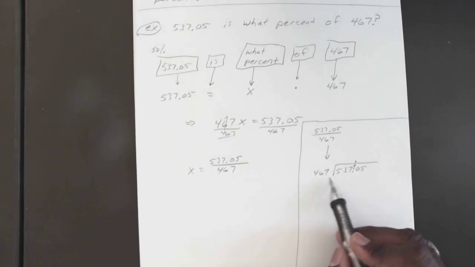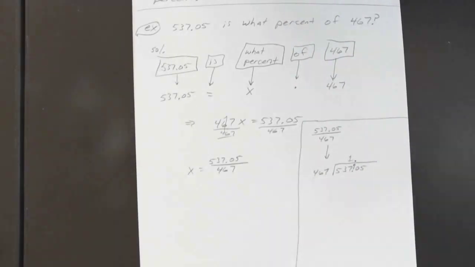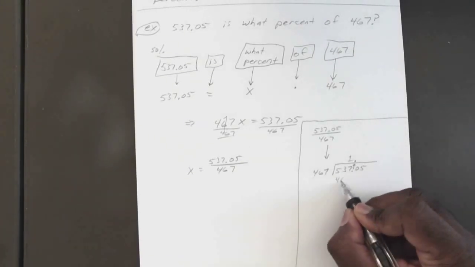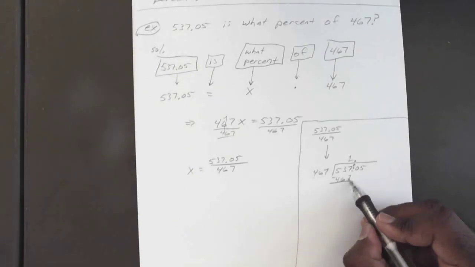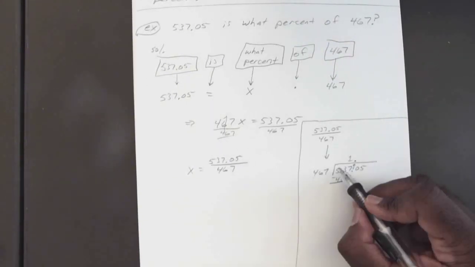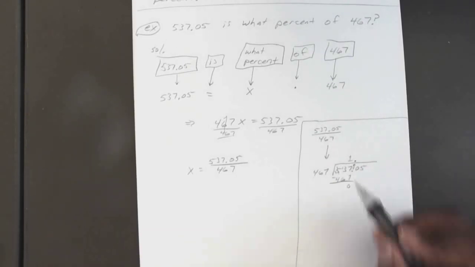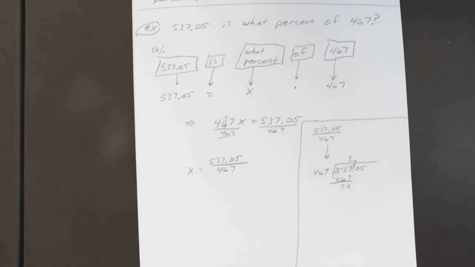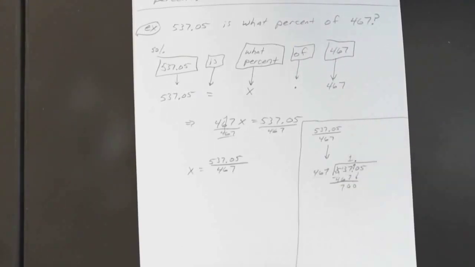Okay, so 467 goes into 537 once. Any more than that and it'll be over it. 467 times 1 is 467. Go ahead and subtract. 7 minus 7 is 0. We have to borrow 1 here. 13 minus 6 is 7. Okay, so we have 70, and we bring down our 0.